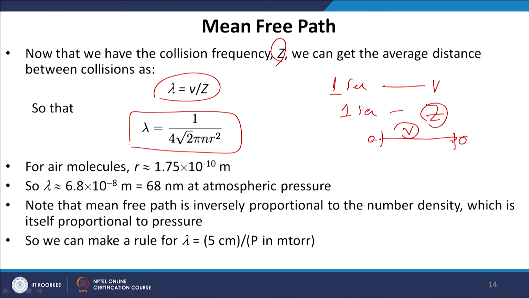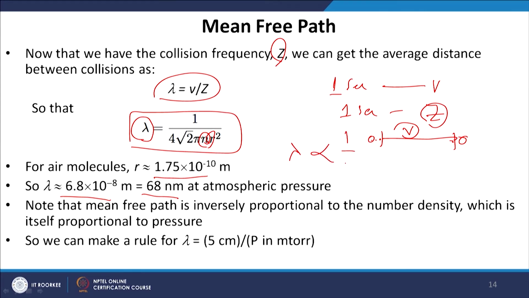For air molecules, the value of the radius r is 1.75 times 10 to the power minus 10 meter, as we have learned. If we consider that value of r, lambda comes out as 6.8 times 10 to the power minus 8 meter, or 68 nanometer at atmospheric pressure. This lambda is called the mean free path, because it is the average distance the molecule can travel before it undergoes a collision.